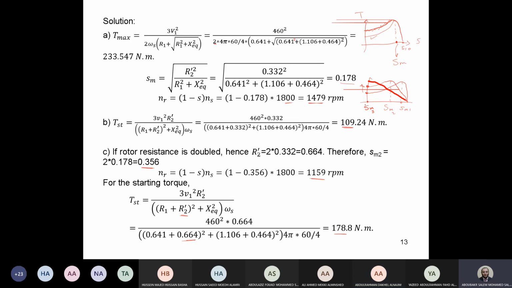In the curve here, what is the speed at this point? The speed should be 0. Exactly. And what is the slip at 0 speed? 1. Exactly. For that, we said the condition is S maximum equals unity. So this is the condition to have maximum torque at starting. Okay.